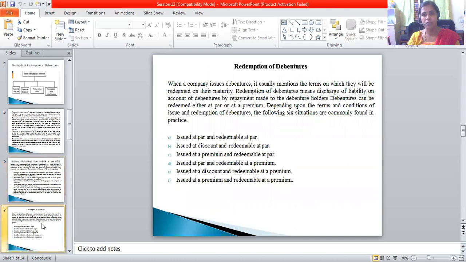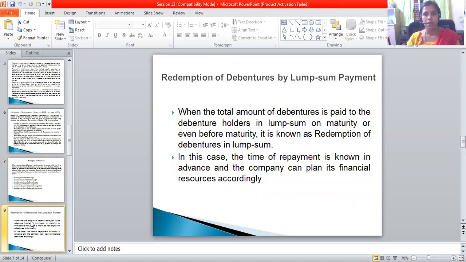So for the redemption of debentures, these are the practices we have. You can issue at par and redeem at par, issue at discount and redeem at par, issue at premium and redeem at par, issue at par and redeem at premium, issue at discount and redeem at premium, and issue at premium and redeem at premium.